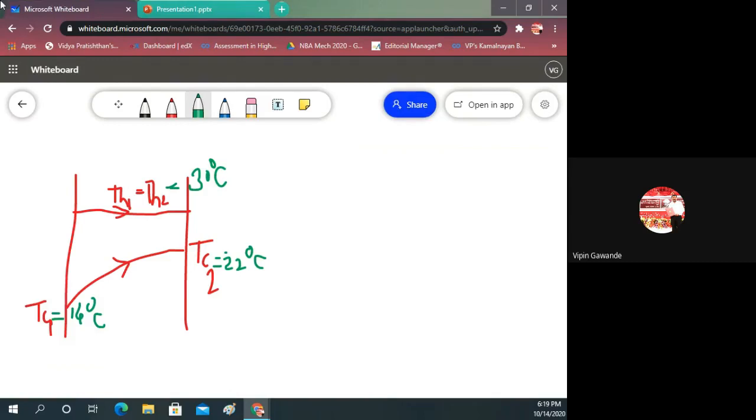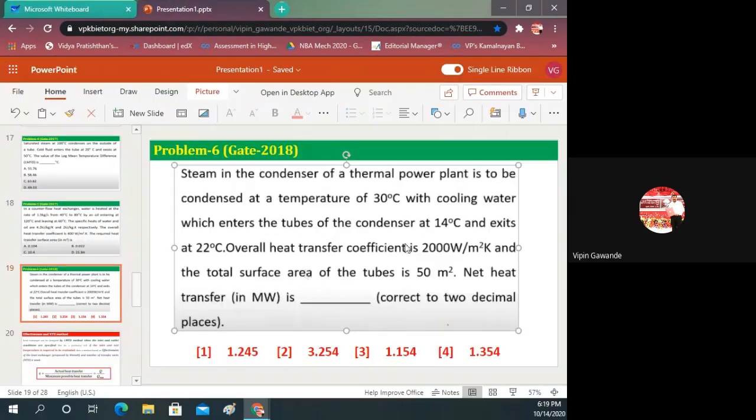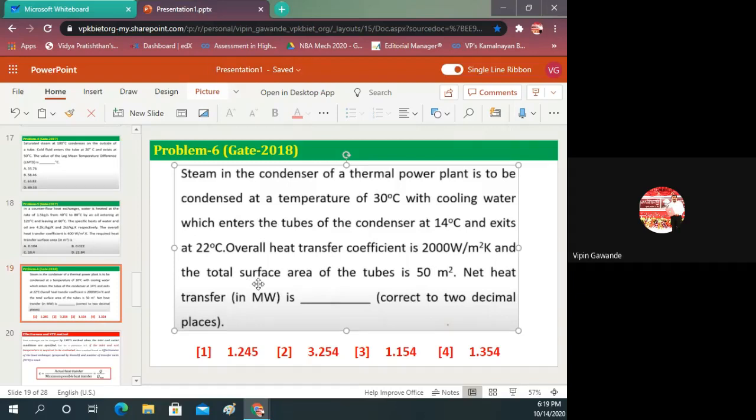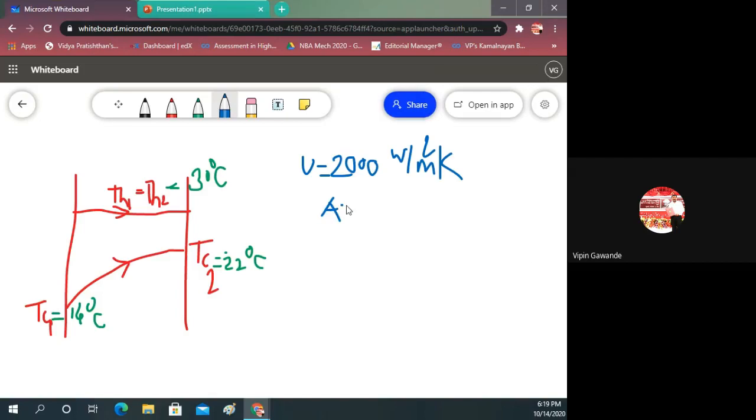We have drawn that one also. The next thing is the overall heat transfer coefficient is 2000 watt per meter square Kelvin. So U is given in the problem. U is equal to 2000 watt per meter square Kelvin. This is given, and the total heat transfer area is 50 meters square. So A is also given, 50 meters square.